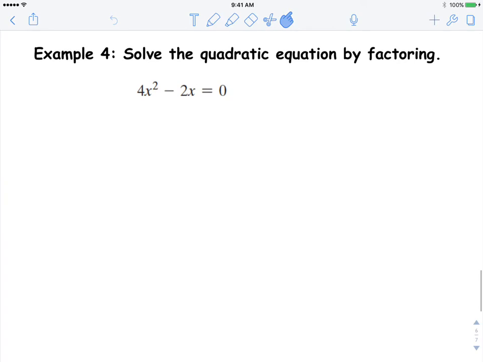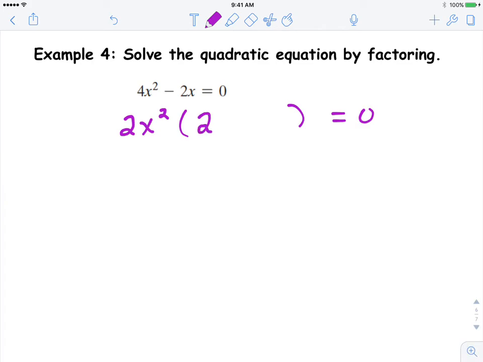So here's our first example. Solve this quadratic equation by factoring. So it's already in general form. So we're going to go ahead and take out the GCF of the first term. We'll be left with a 2. In the second term, when we factor, that should be a 2x. So we're left with a 2x. When we take out the negative 2x, we're left with negative 1.